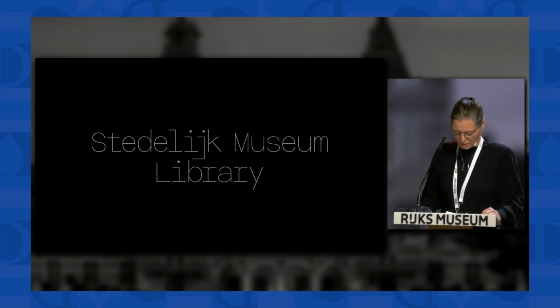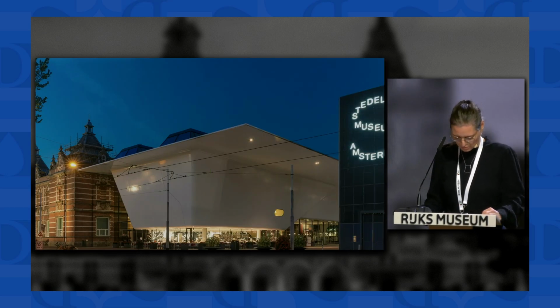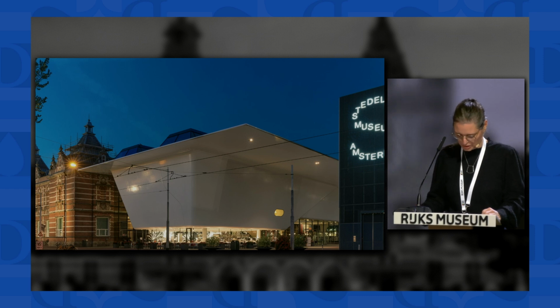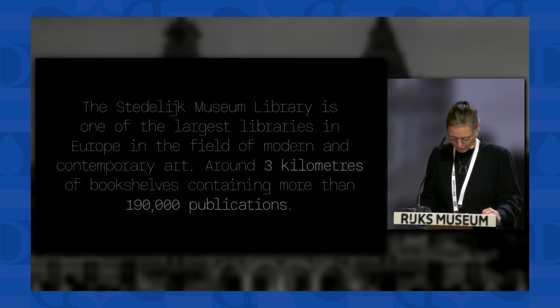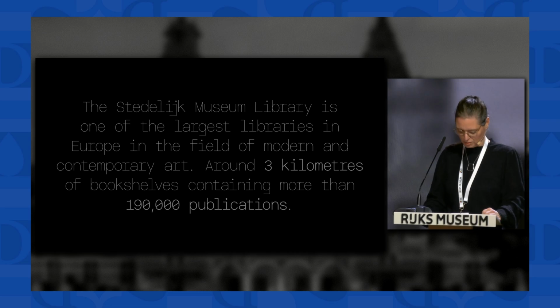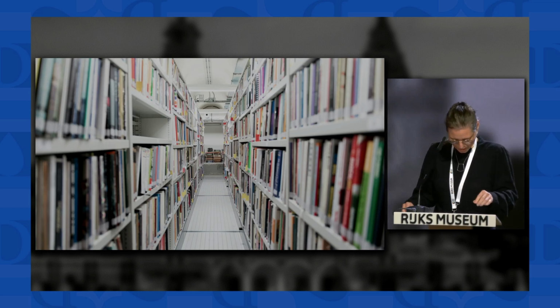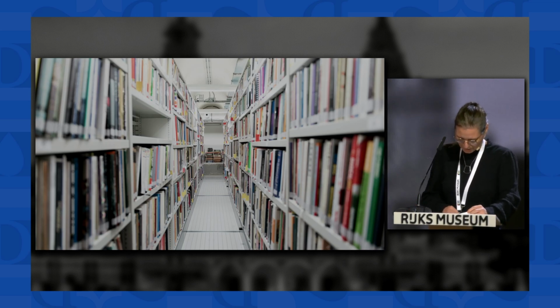This work started in the Stedelijk Museum Library in 2015. This is the Stedelijk Museum, right behind the Rijks. And what few people know, even here in Amsterdam, is that the Stedelijk has one of the largest libraries in Europe in the field of modern and contemporary art. There are around 3 kilometers of shelves underneath the museum with more than 190,000 publications, stored in the underground. Most pieces in the collection and everything on display has a bibliography underneath in the library.